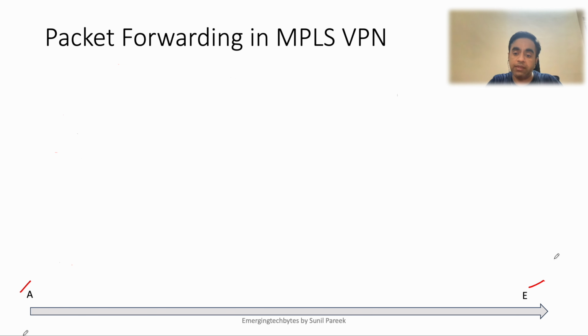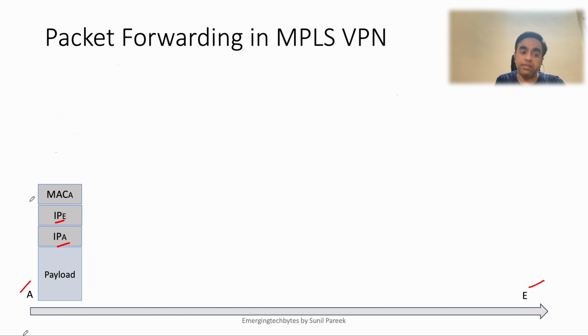So let's say there is a packet that starts from A, some payload basically, with a source address of IP A and a destination address of IP E. Of course, it will put some MAC based header because this is Ethernet. And in Ethernet, if we want to forward the packet, we need the source MAC and destination MAC because that is what your Ethernet understands. So obviously my source MAC address will be the MAC of A. What will be my destination MAC address?